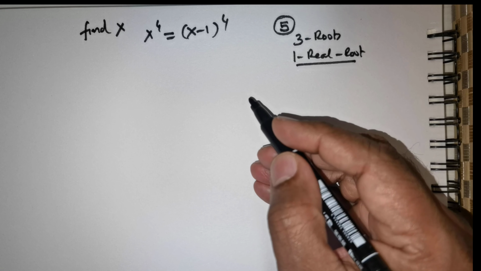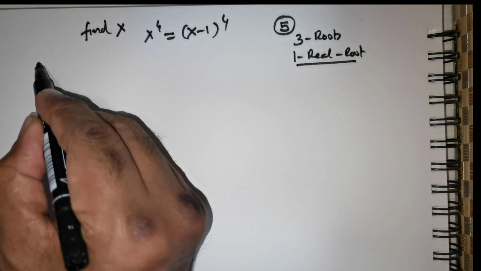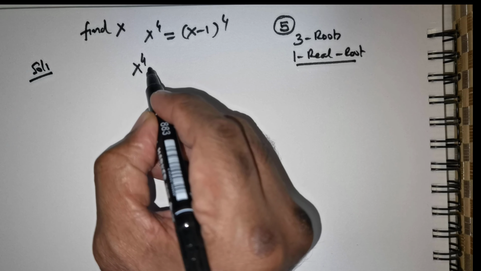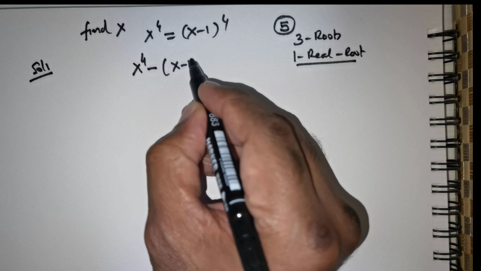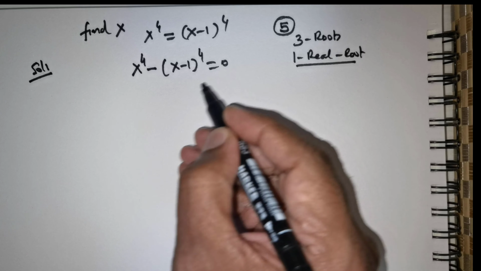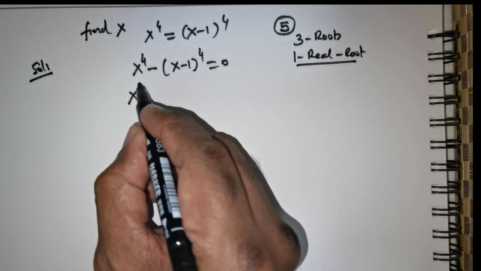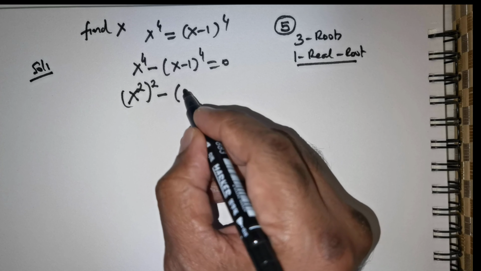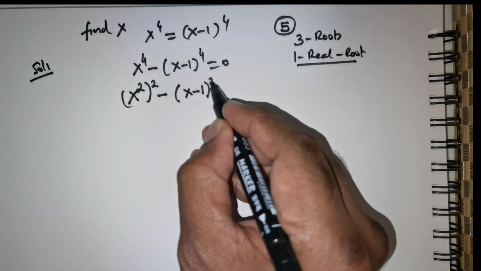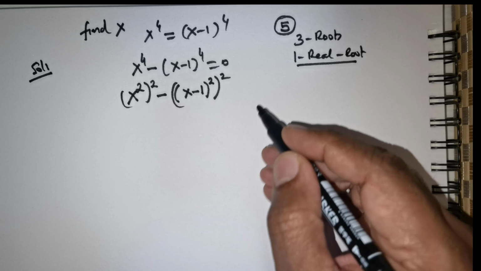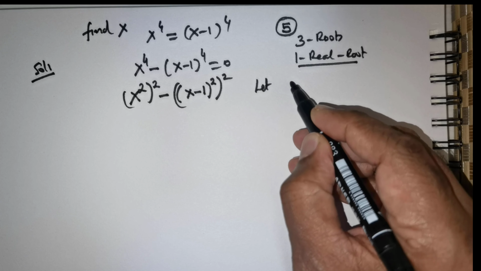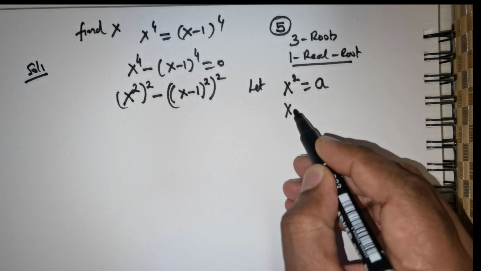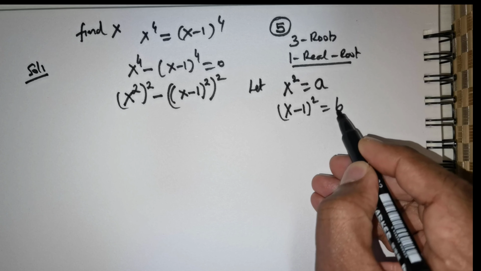And let me just give you the first solution. So this is solution 1. What I wish to do is rewrite this as x raised to the power of 4 minus (x - 1) raised to the power of 4 is equal to 0. I would like to write this as (x squared) squared minus ((x - 1) squared) squared. Now let me take x squared to be a and (x - 1) squared to be some b.